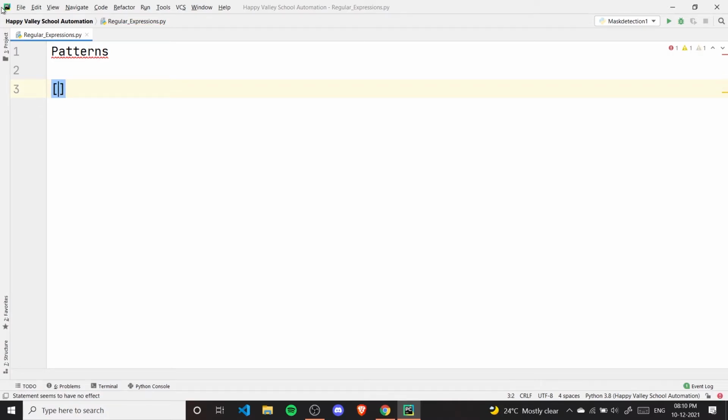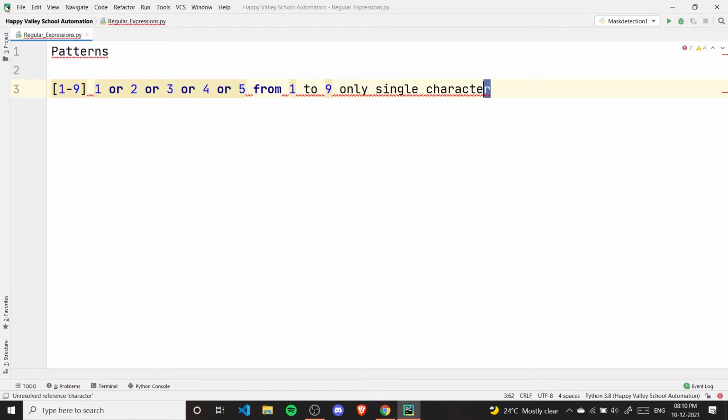Now move on to the fourth type of pattern. If I write in my square brackets 1 to 9, this matches any single character in this range. So it can match 1 or 2 or 3 or 4 or 5, anything from 1 to 9. But always remember, it can be only a single character. So this is very important. Only a single character from the range 1 to 9. Got it? So this is the fourth type of pattern.